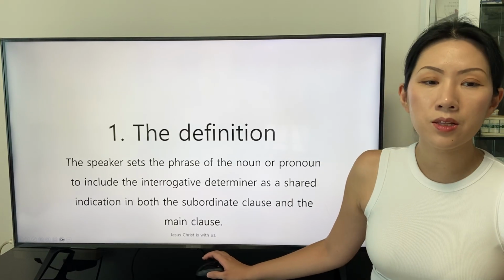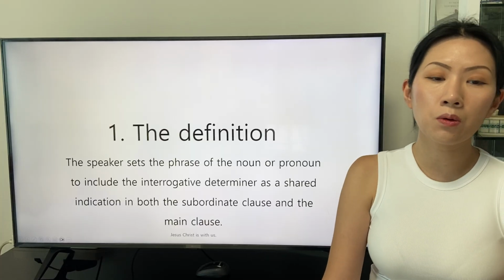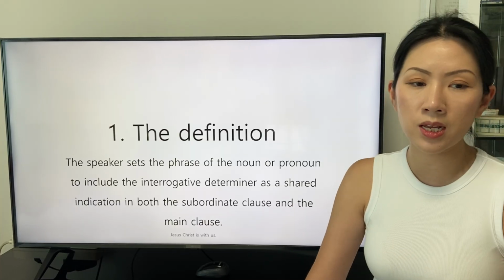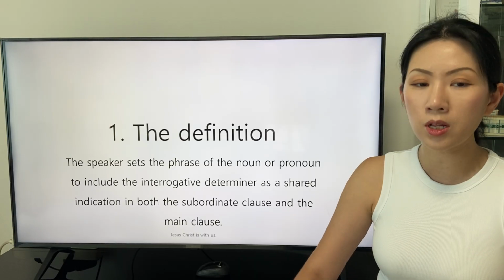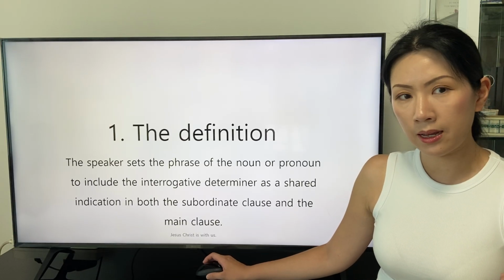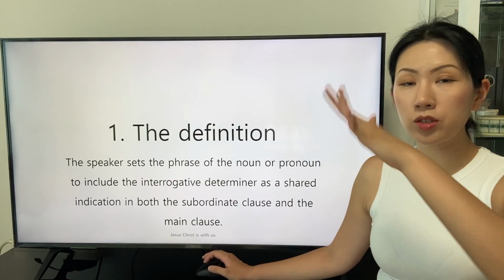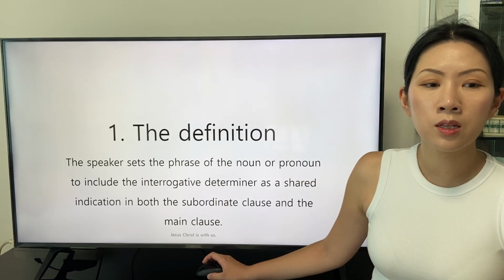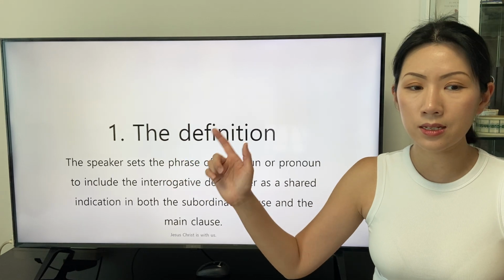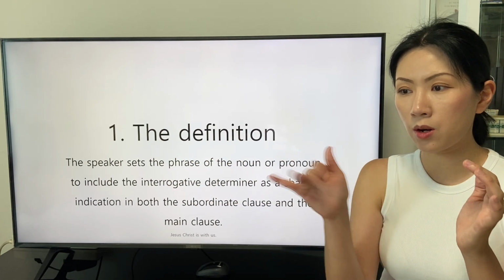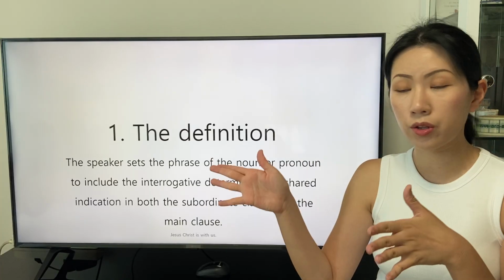The speaker sets the phrase of the noun or pronoun to include the interrogative determiner as a shared indication in both the subordinate clause and the main clause. Like, I see a man whose son is smart. In this sentence, the phrase including the determiner is whose son.